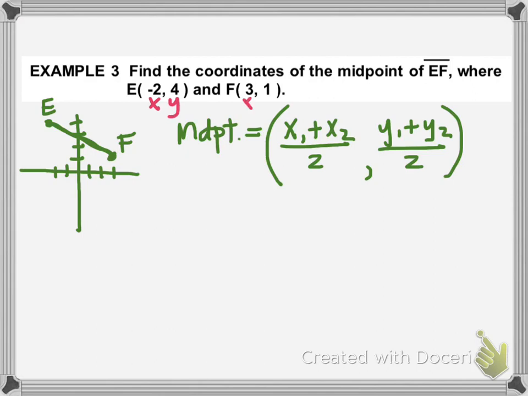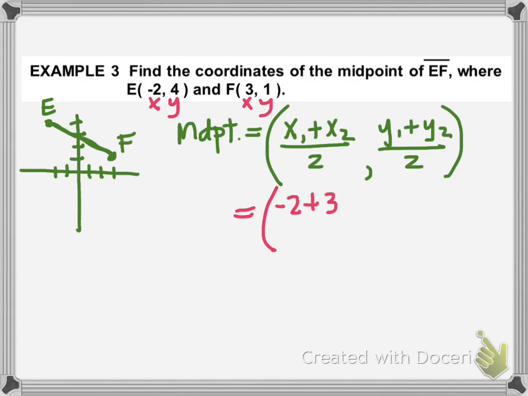Here are the x and y's. I always label them. Remember the x1 and the x2 and the y1 and the y2. It doesn't matter which point they come from because we're adding them together. So it doesn't matter which one you put first or second. Let's go ahead. So our two x values are -2 and 3. We're going to add those.